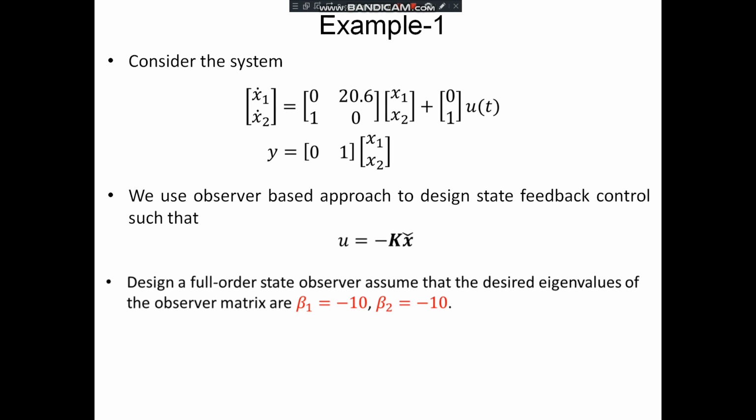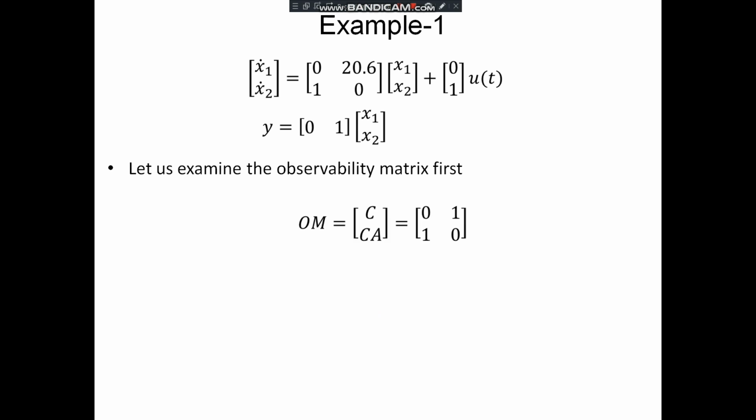So these are a few things which we discussed as the theory part of this observer design. For better understanding, we'll have an example. Consider the system which is given by the state model. We use the observer based approach to design state feedback control such as u is equal to minus k x cap. Design a full order state observer. Assume that the desired eigenvalues of the observer matrix are beta 1 is equal to minus 10 and beta 2 is equal to minus 10. Therefore, two poles we need to place at minus 10, minus 10.